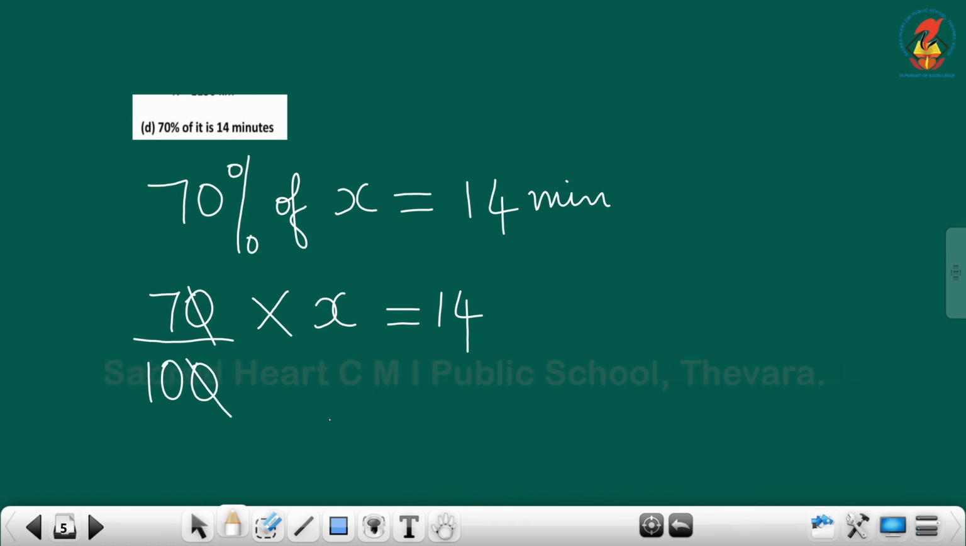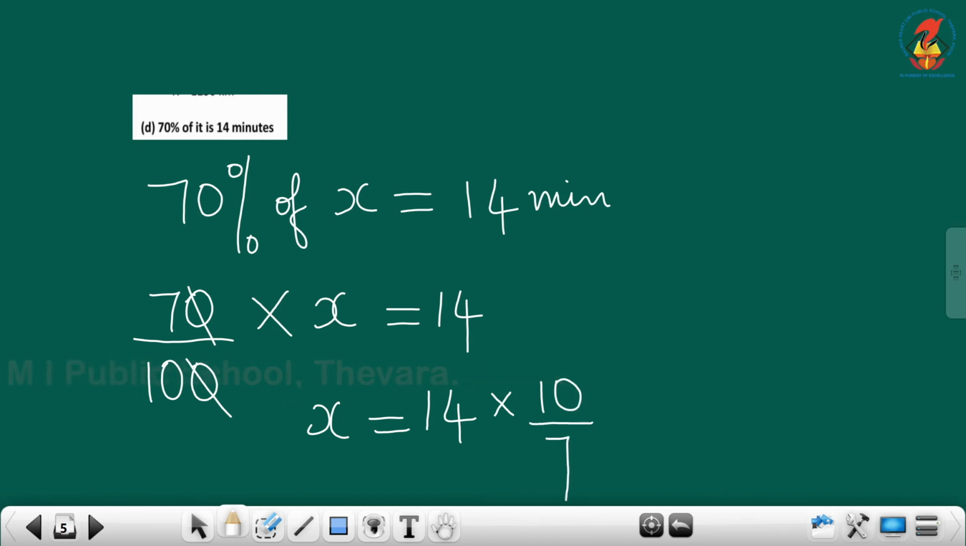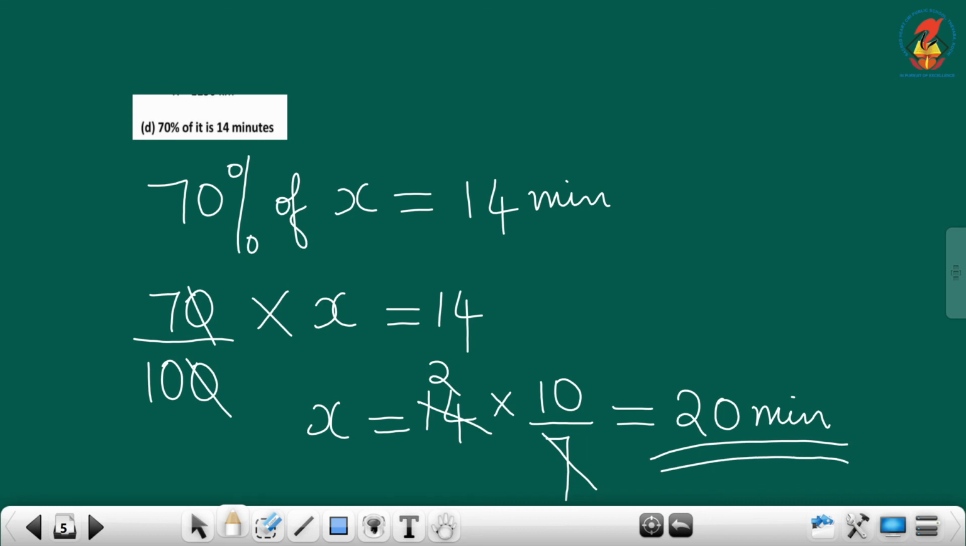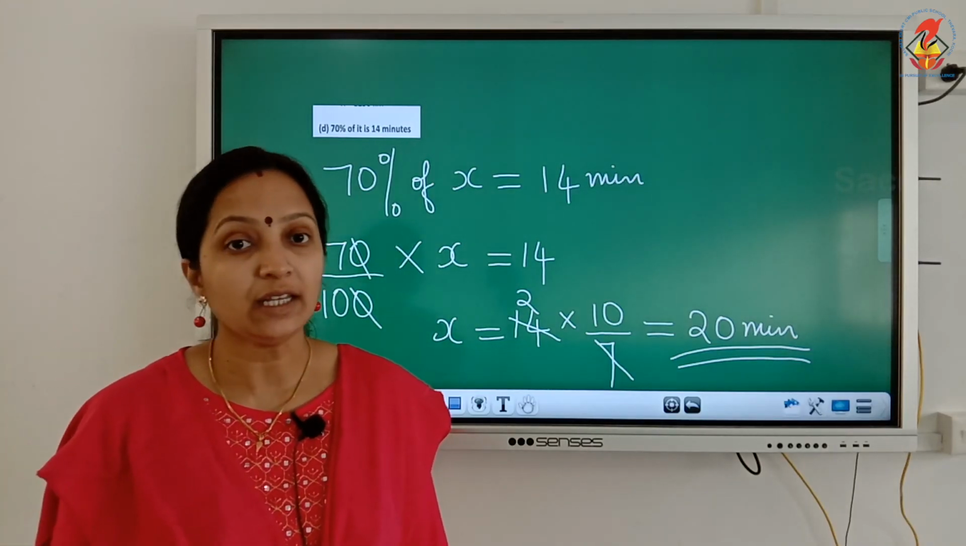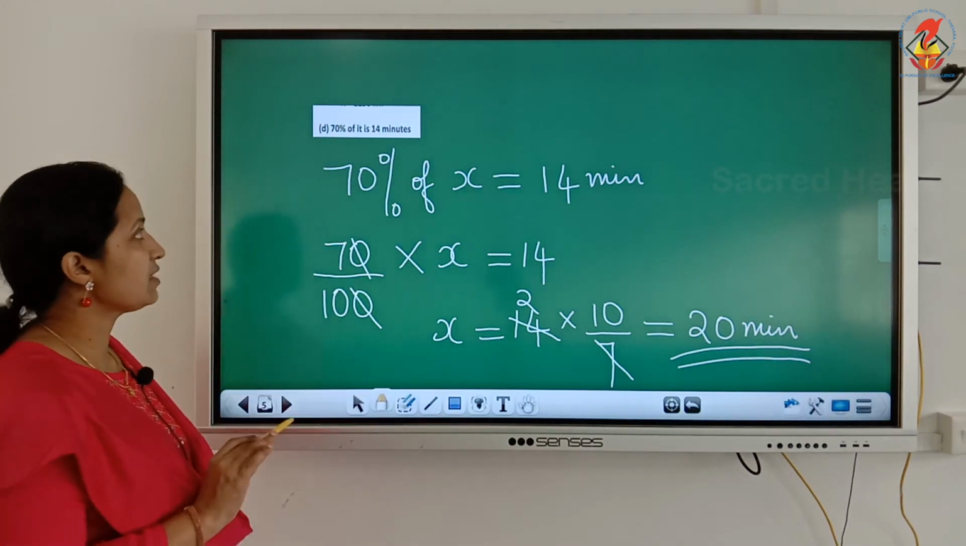Again use the transposing method. x is equal to 14 into 10 by 7. That means using the shortcut method, what is the answer? 2 into 10 is 20 minutes. So 70% of 20 minutes is 14 minutes. I hope these answers are clear now.